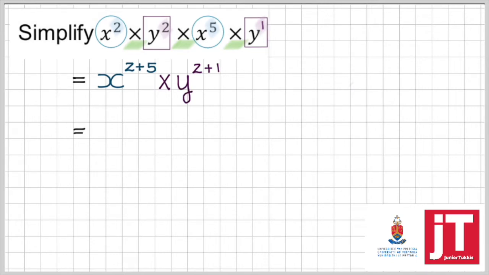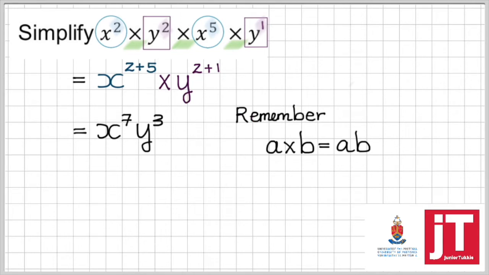If we simplify this, we end up with x to the power of 7 multiplied by y to the power of 3. And you will notice here that I did not write down the multiplication sign. The reason for this is that whenever you have something like a times b in algebra, the simplest way of writing it down is ab. And that means that this is the final answer, x to the power of 7 multiplied by y to the power of 3.